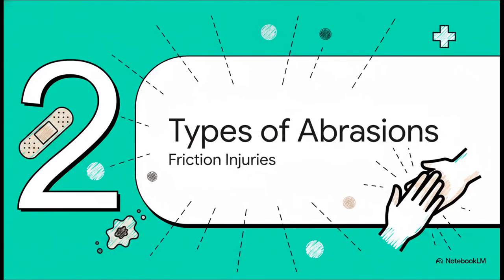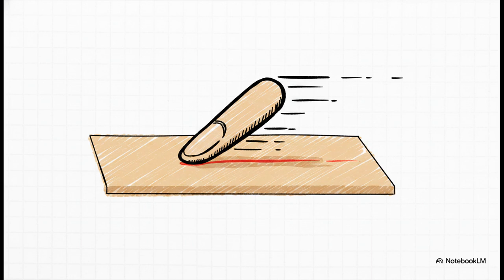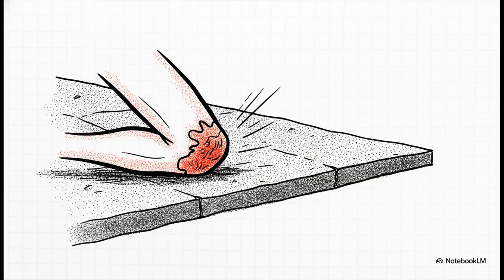Okay, but here's where it gets fun. Not all scrapes are created equal. We can actually break them down into different types. Let's kick things off with the two most common ones, which are all about friction. First up, we've got the scratch. It's exactly what it sounds like, right? A thin, straight line. This happens when something with a sharp point, like say the tip of a pen or even just a fingernail, gets dragged across your skin. Super simple, super straightforward.